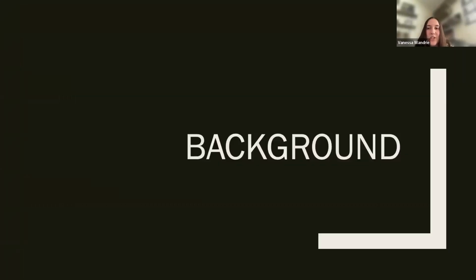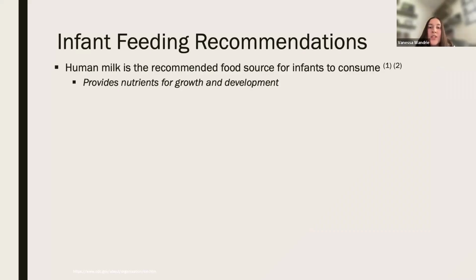So the following will just give a little background. Human milk is the recommended food source for infants to consume for at least the first 6 months, as it provides nutrients for growth and development for the baby. Human milk also gives protection from diseases for both infants and mothers and offers a cost-effective solution, as families adhering to ideal breastfeeding practices can save $1,200 to $1,500 by foregoing formula purchases in the first year of their infant's life.